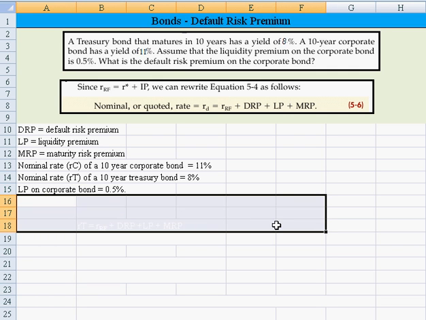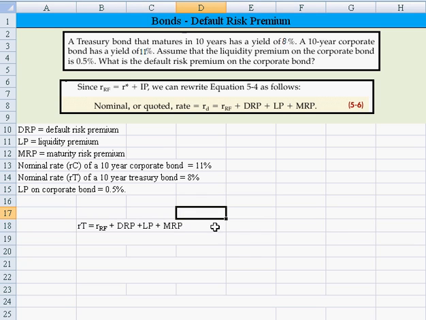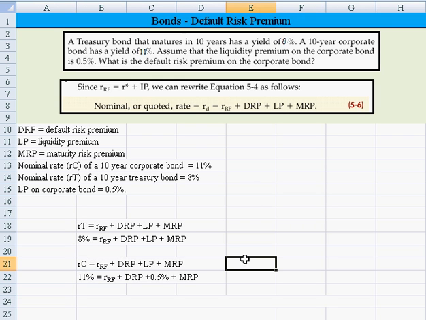Okay, now let's begin to bring some other things to light. The rate of return on the Treasury bond is equal to the risk-free rate plus the DRP plus LP plus MRP. On the corporate bond, we can say the same thing. On the Treasury bond we know that the rate of return is 8%, so I'll plug that in. Now let's do the same for the corporate bond. We have the same formula, and we'll plug in the 11% answer.